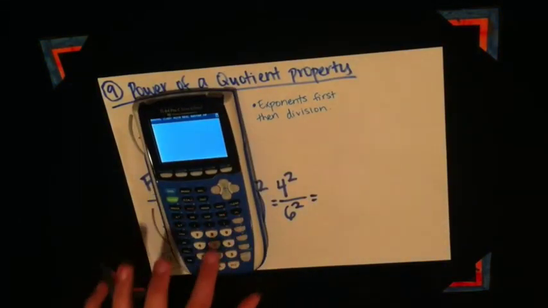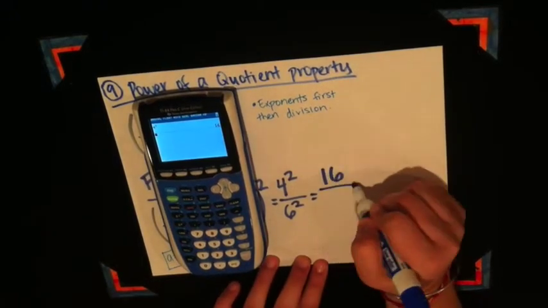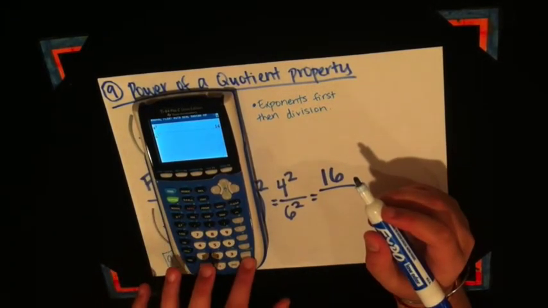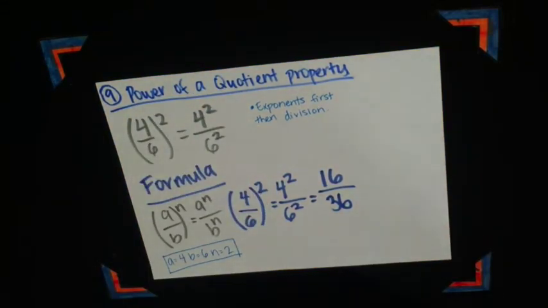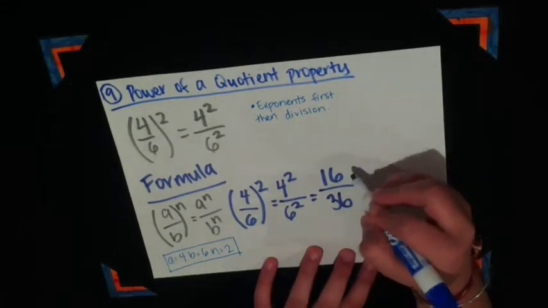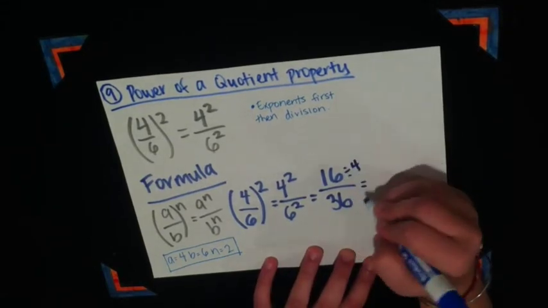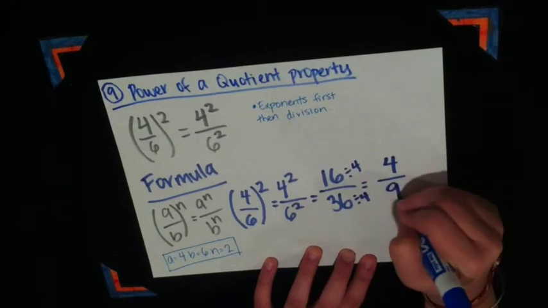Now, let me write this down. 4 to the second power is 16, and 6 to the second power is 36. You can reduce this by dividing both the numerator and denominator by 4, which lowers it down to 4 over 9. That's your answer.